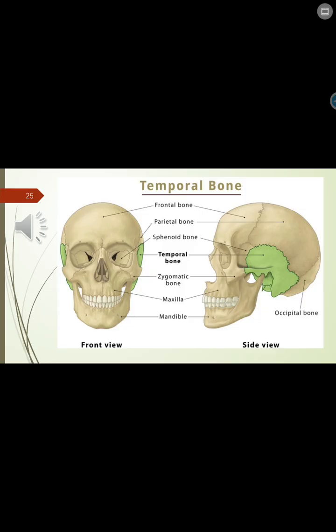In this slide you can review different parts of the temporal bone, and in the front view and the lateral view we can see the different views of the temporal bone. Also in the inferior view or base of the cranium, we can see the temporal bone and the petrous part of the temporal bone. You can review different parts of this bone and conclude this topic.